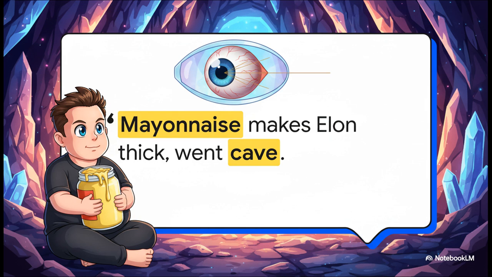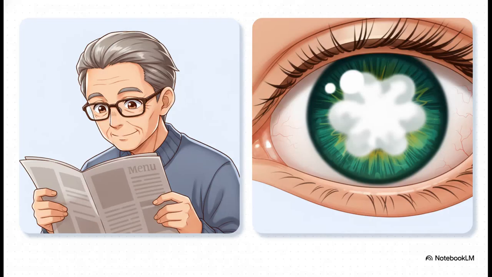I know, it sounds completely ridiculous, but I promise you it works. Mayonnaise stands for myopia. Elon reminds us of an elongated eyeball. Thick means the lens is too thick, and cave? Well, that tells us it's fixed with a concave lens. Just picture Elon Musk sitting in a cave, eating way too much mayonnaise, and boom, you've got the physics of nearsightedness memorized for life. Of course, as we age, we inevitably face a couple of other very common issues.